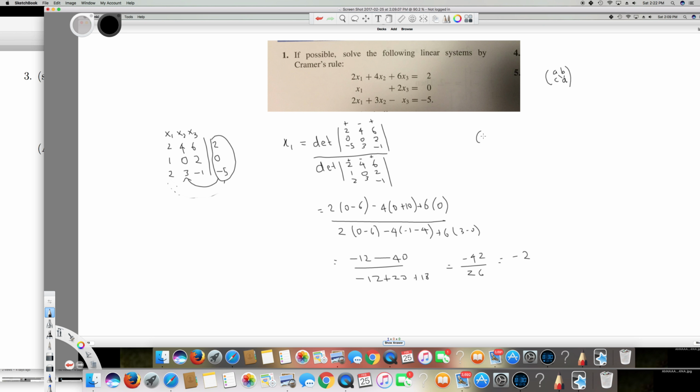It's going to be negative 2, 0, and 1. But since this is not xyz, we better write it like x1 is equal to negative 2, x2 is equal to 0, and x3 is equal to 1. So this is my final answer.